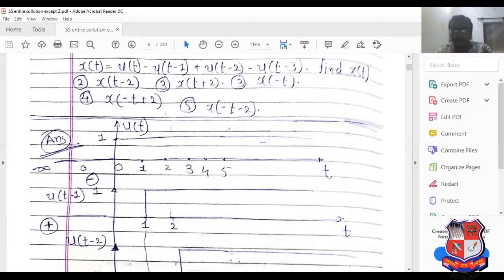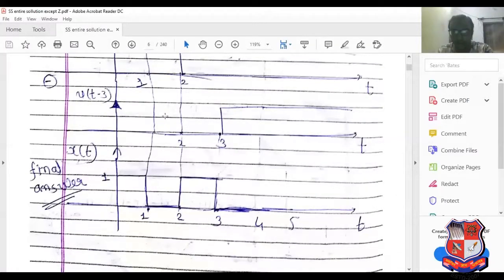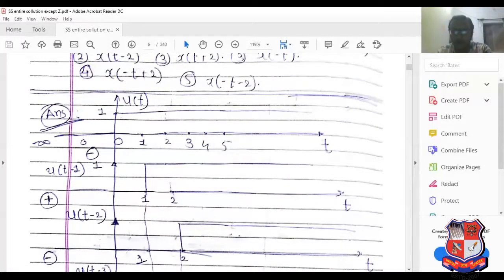If you subtract this, between 0 to 1, amplitude is 0, here also 0, here also 0. So between 0 to 1, amplitude is 1, then 1 to 2. See, 1 to 2. So here 1 to 2, amplitude is 1. Here also amplitude is 1. So 1 minus 1 is 0. See this very carefully, I have highlighted this. See the region between 1 to 2. Amplitude is 1 here, also 1, but here subtraction is possible. That's why the answer is negative.